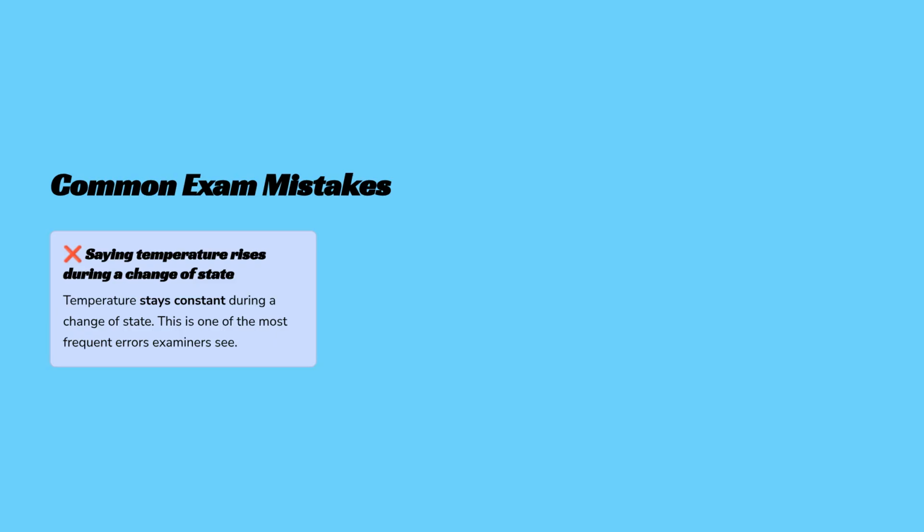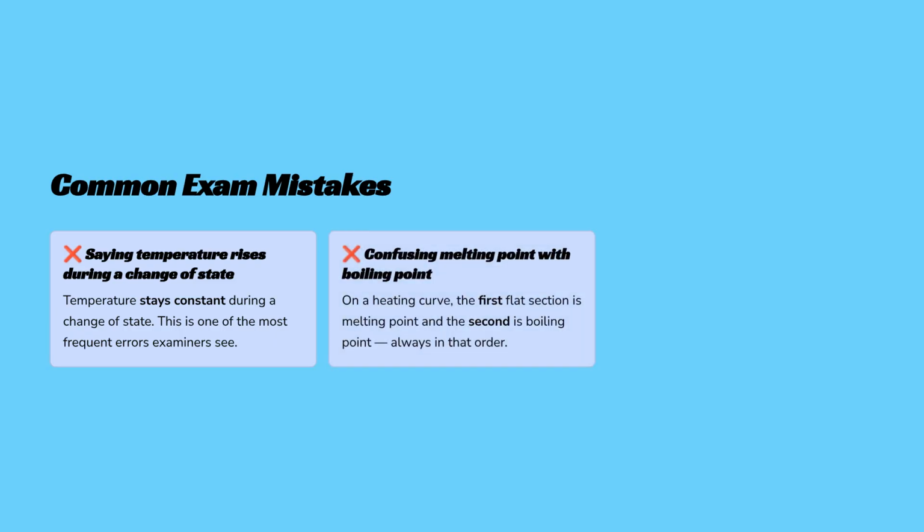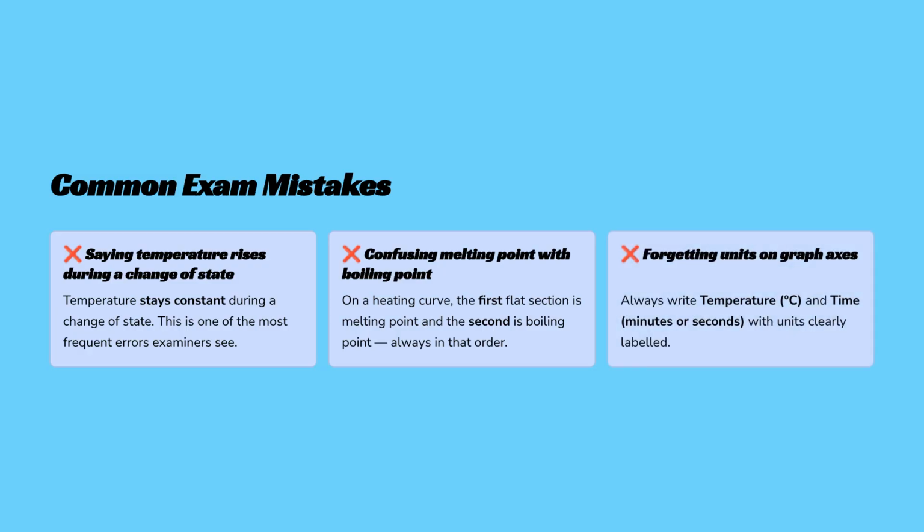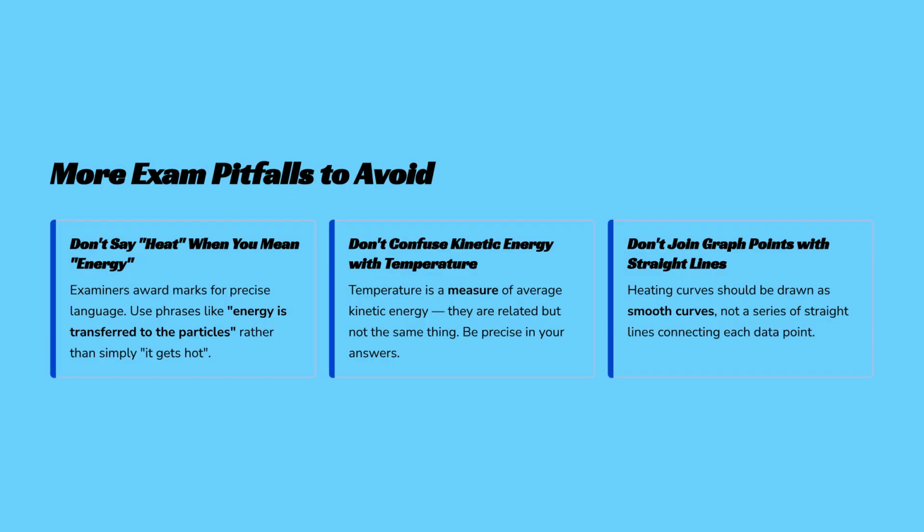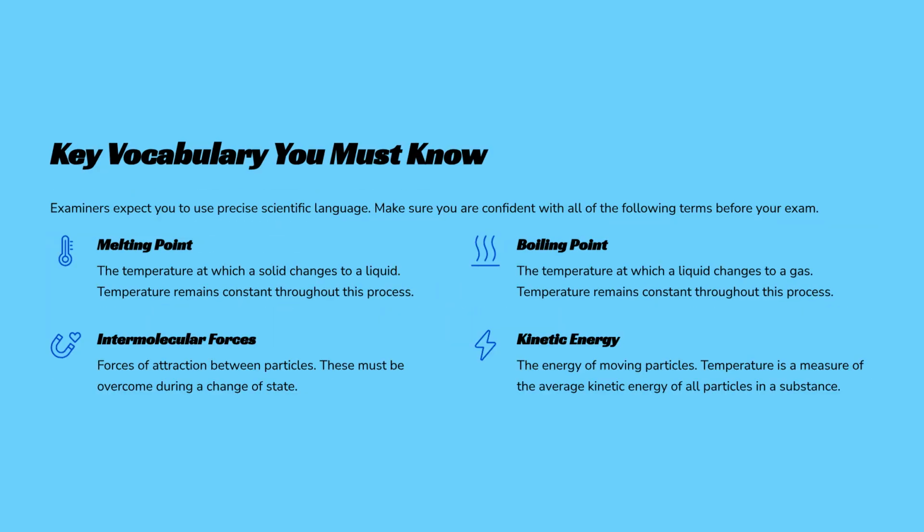Avoid common mistakes. Don't claim temperature rises during a phase change. Don't confuse melting and boiling points, and never forget to label your graph axes with units. Finally, be precise with your language. Use terms like energy transferred rather than gets hot, and remember to draw smooth curves, not straight lines between data points.